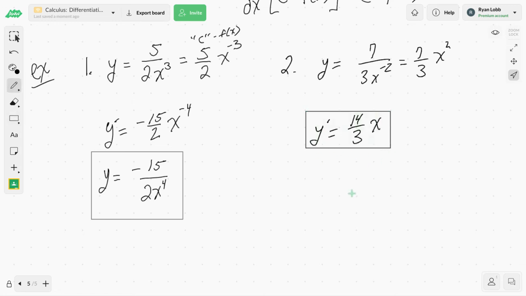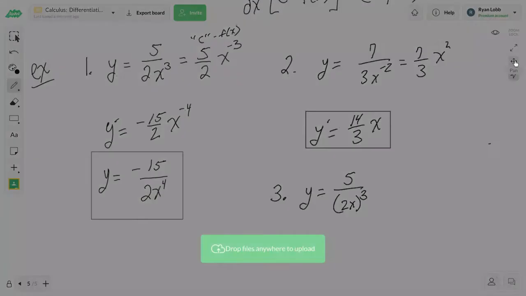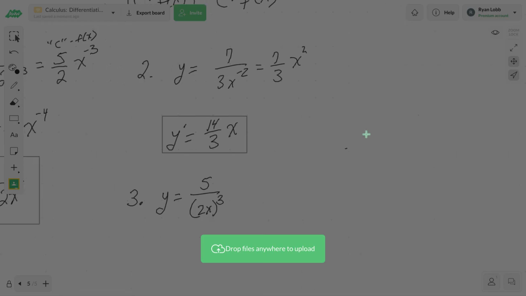And then the third one, y equals 5 over 2x quantity to the third. Gotta be a little careful with this one. You can bring the 2x quantity to the third up. And then the mistake we would see there, I'm just going to go off to the side a little bit, show you the mistake that you're not to make.